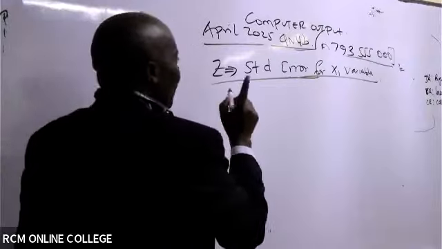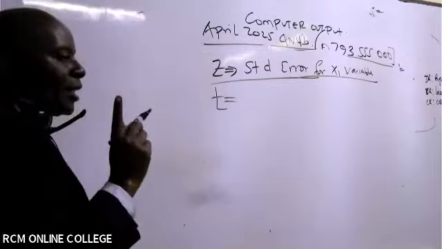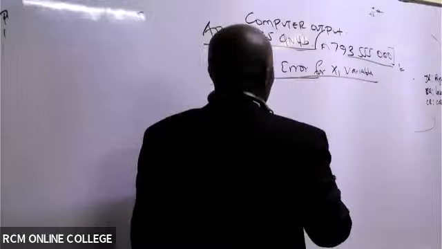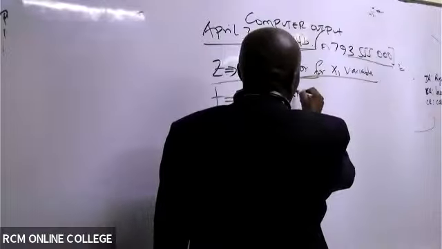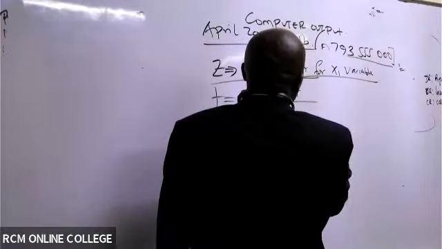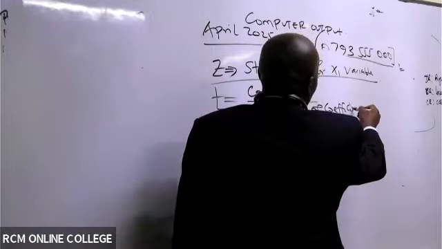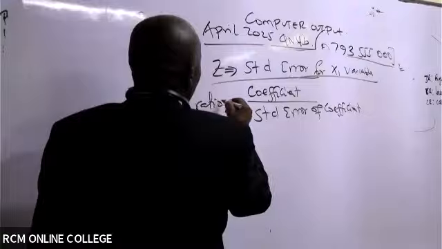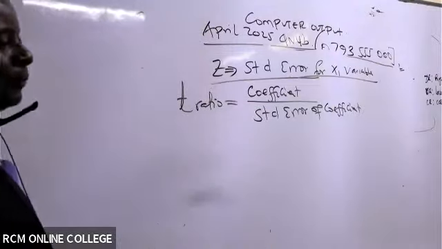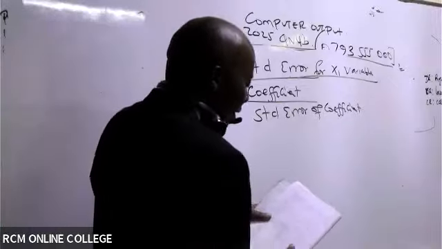So here I will be expected to master some formula. To get this T, ladies and gentlemen, how do we get this T? To get this T, you take the coefficient all over the standard error. Standard error of the coefficient. This is how we get the T ratio. You should always write it like that. To get the T ratio, a very important formula: we take the coefficient all over the standard error of the coefficient.